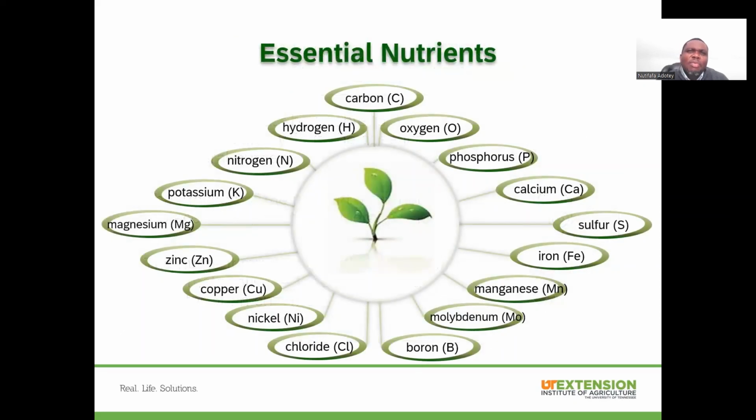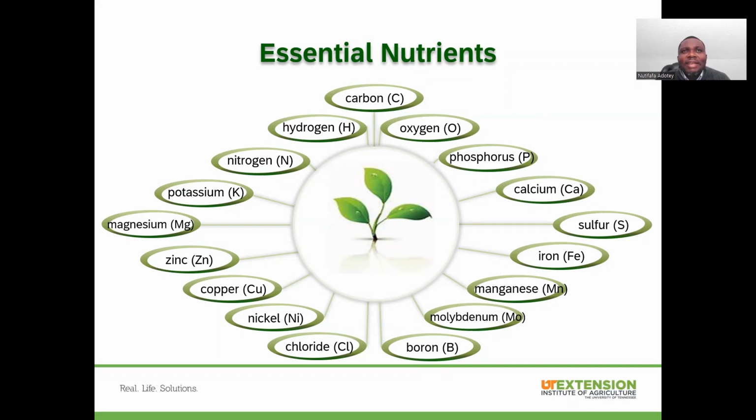So plants can take up over 60 different nutrients, but only 17 of these nutrients are referred to as essential, as described in my previous slide, based on the three sets of criteria. So the 17 essential nutrients are carbon, hydrogen, oxygen, nitrogen, phosphorus, potassium, calcium, magnesium, sulfur, zinc, iron, copper, manganese, nickel, molybdenum, chloride, and boron.